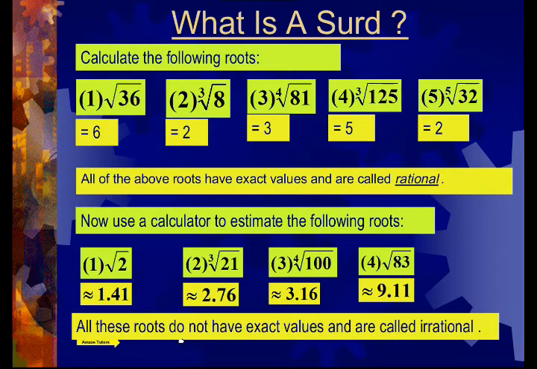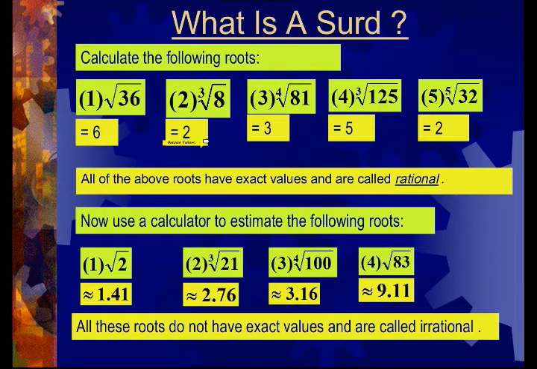Now, all these roots do not have exact values. That's why they are called irrational. So this is the difference between rational and irrational numbers. When the roots have exact value, they are called rational. When they do not have exact values, they are called irrational. In other words, ratio means fraction. If any number or surd can be written as a fraction, then they are called rational.